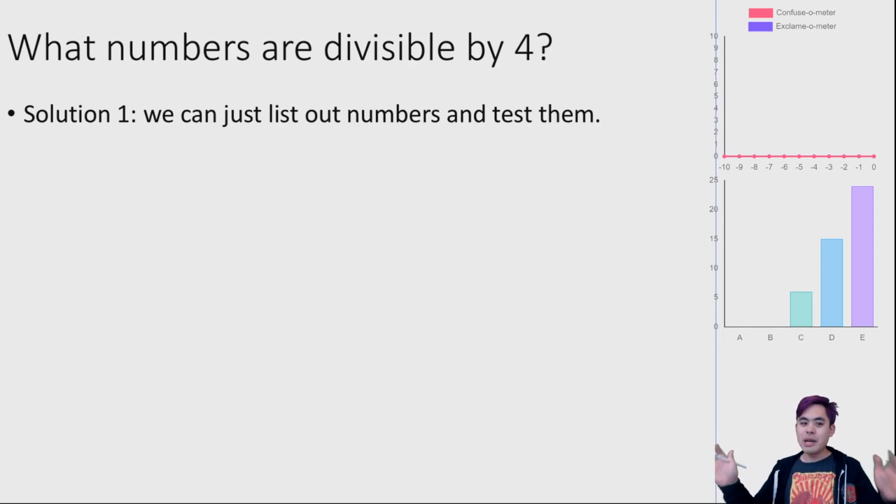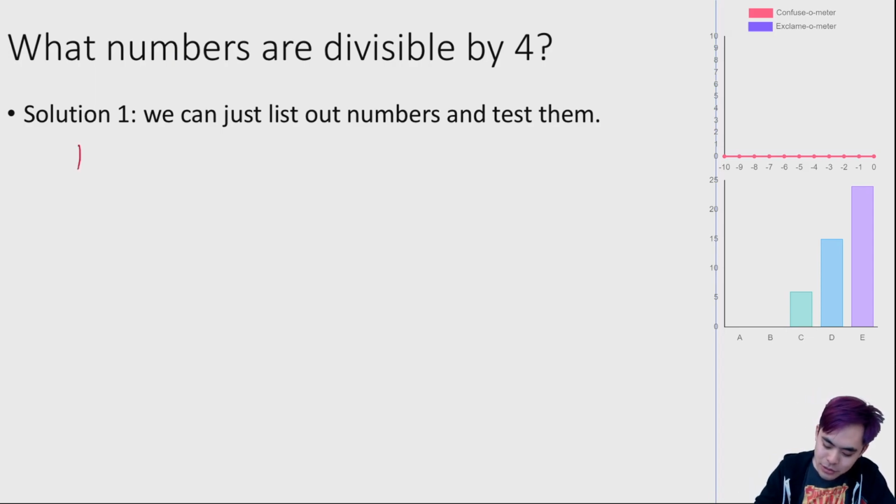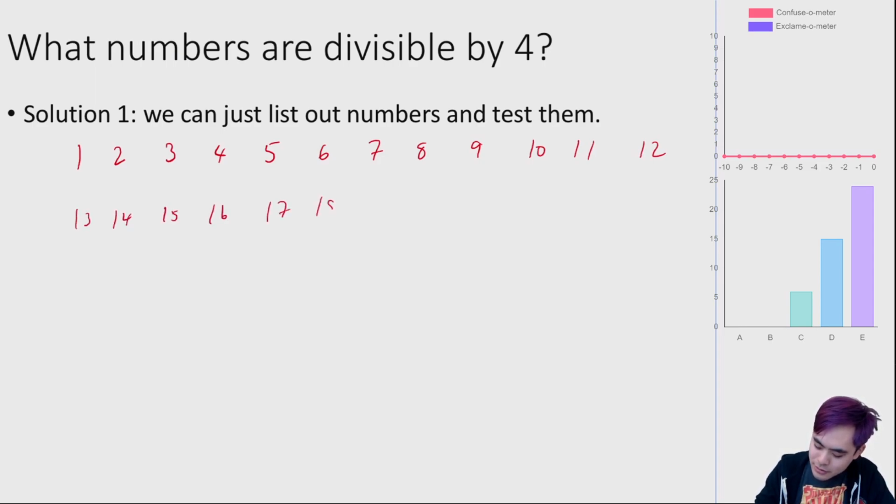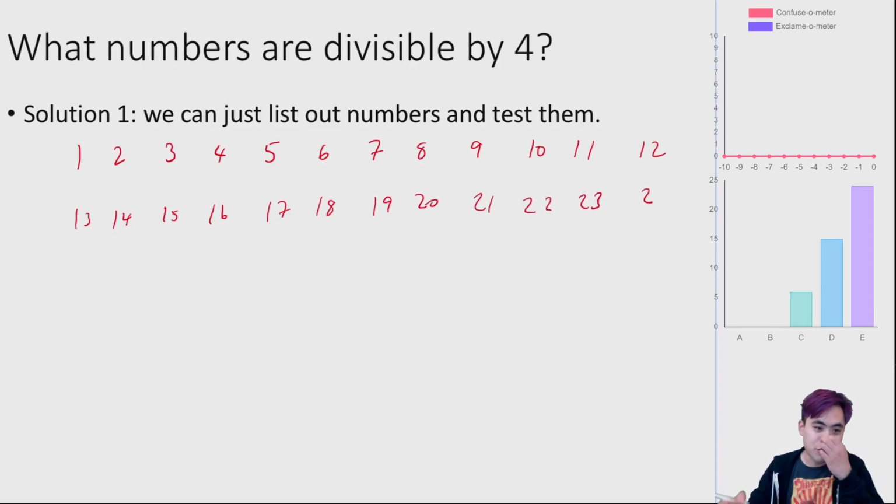Now, if you didn't know anything about math, and I ask you this question, what numbers are divisible by 4? This might be what you'd have to do, because you don't have any general rules for it yet. So let's start. 1, 2, 3, 4, 5, 6, 7, 8, 9, 10, 11, 12, 13, 14, 15, 16, 17, 18, 19, 20, 21, 22, 23, 24. Now, of course, you can't list out every number since there are an infinite number of them, but you can test a few and see if you see a pattern.